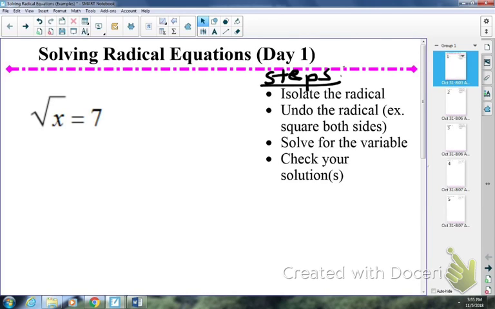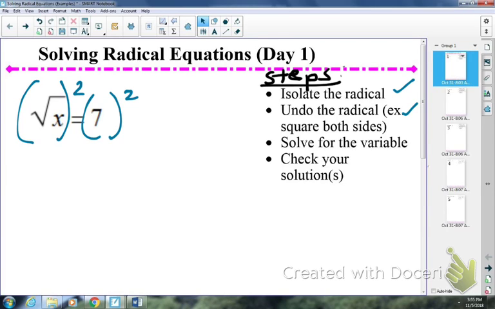So the first example we're going to look at is over here on the left. We have the square root of x equals 7. Okay, so we're going to walk through this problem one step at a time. So step number 1, we want to isolate the radical. So notice in the problem, the radical is already on a side by itself. So that's taken care of. Radical isolated. So step number 2, we're going to undo the radical. So in this case, it's a square root. So I'm going to square both sides to undo it.